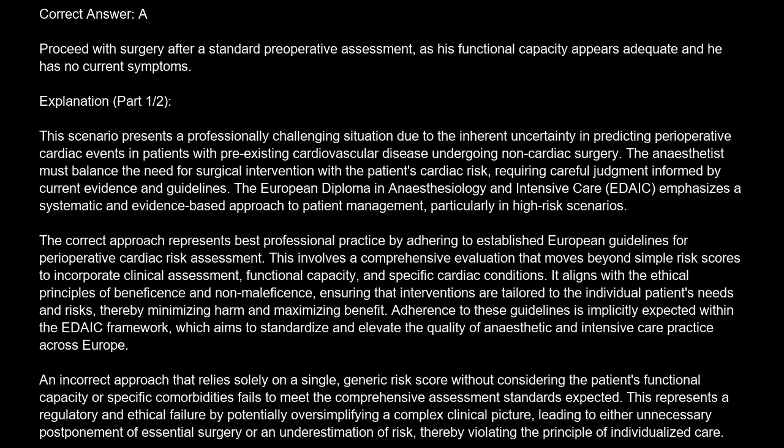The correct answer is A. Proceed with surgery after a standard preoperative assessment, as his functional capacity appears adequate and he has no current symptoms.